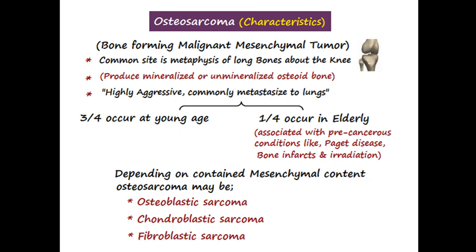Now, this tumor may produce either mineralized or unmineralized osteoid bone, because the tumor arises from the pleomorphic osteoblasts. So osteoblasts, even normally, lay down the osteoid, which is the unmineralized bone. And later on, this osteoid becomes mineralized after the deposition of hydroxyapatite, calcium and phosphate. So in osteosarcoma, we may see mineralized as well as unmineralized osteoid bone.